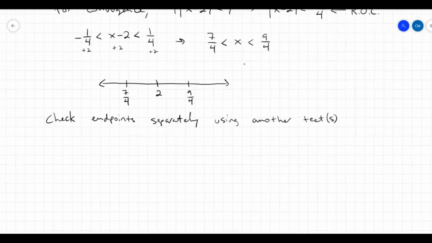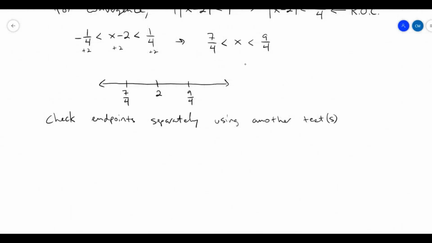Okay, so let's do that. Let's check the endpoints. Let's check x equals 7/4. So how do I check it? Well, I just have to go back to the power series that I started with, and I have to plug 7/4 in for x. Okay, so that's exactly what I'm going to do.